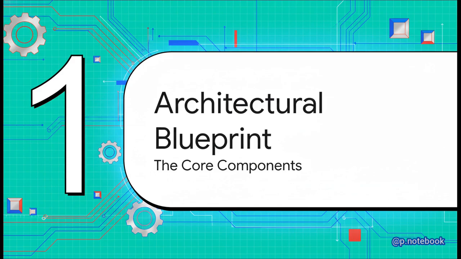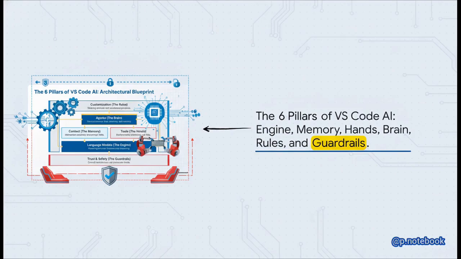You need a blueprint, a master plan, and it turns out there's this beautifully clear and modular architecture that powers the whole thing. And here it is. This is our roadmap for today. The whole system is built on these 6 core pillars. Just think of it like building a robot, okay? You've got the engine, which is the language model. You've got its memory, which is the context it sees. It needs hands to do stuff. Those are its tools. And of course, it needs a brain to think. That's the agent. And then all of that is wrapped up in the rules you get to set and the guardrails that keep everything safe.